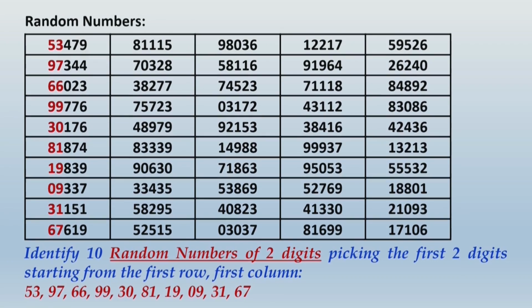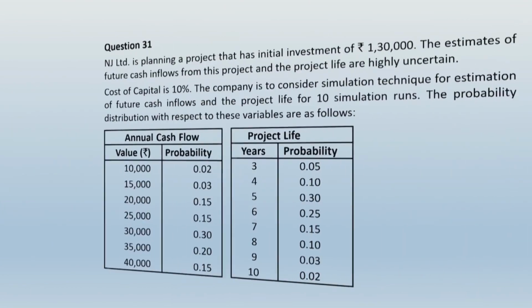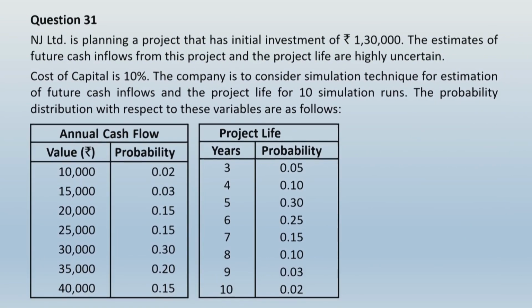So let us take up one of the examples given in your institute study material, which in my book is given as question number 31. It says NJ Limited is planning a project that has initial investment of rupees 1,30,000. The estimates of future cash inflows from this project and the project life are highly uncertain. Now look at one thing. In the previous question we have seen only the annual cash flow were the uncertain elements, right? Here there are two different patterns of uncertainty coming forward. One is the annual cash flow, which is given along with probability distribution. Another is the project life. That is what is mentioned over here. The estimates of future cash inflows from this project and the project life are highly uncertain.